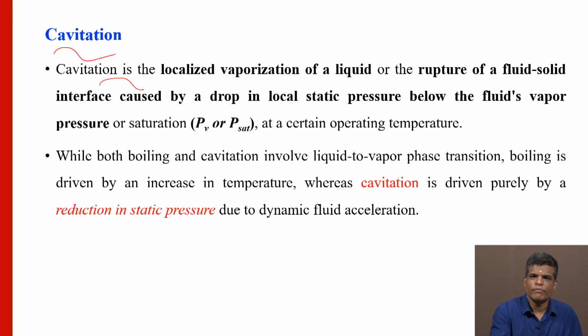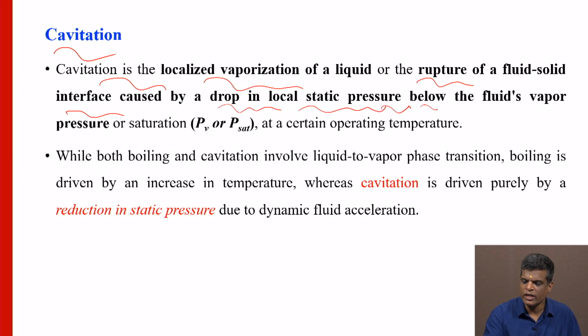Cavitation is the localized evaporation of liquid or the rupture of the fluid-solid interface caused by a drop in the local static pressure. That is, the local static pressure is below the fluid's vapor pressure, or we call it the saturation pressure. PV stands for vapor pressure and PSAT is the saturation pressure, but it works at a certain operating temperature, not at varying temperature here.